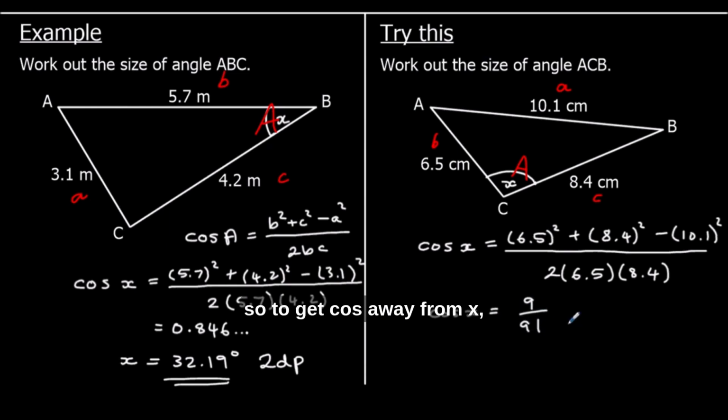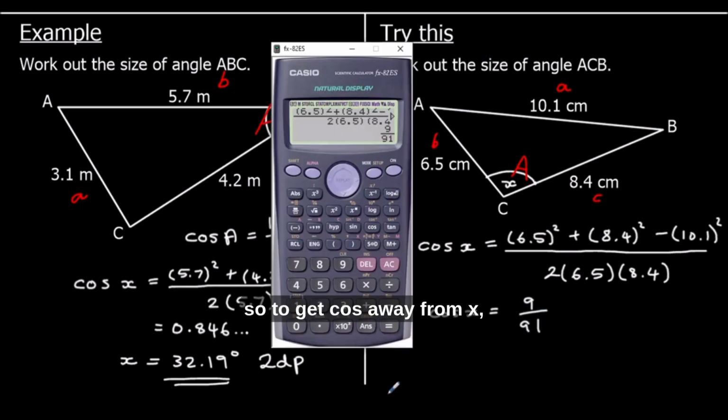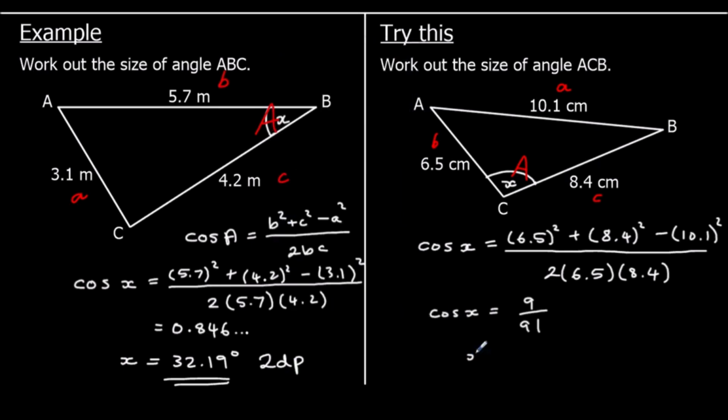We want x, so to get cos away from x, let's shift cos the answer, and we get our angle of 84.32 to 2 decimal places. It's an angle, so it's in degrees, to 2 decimal places.